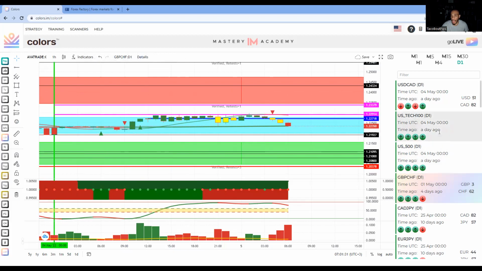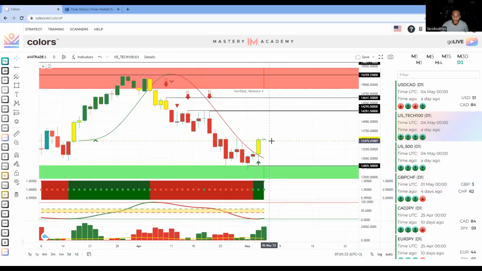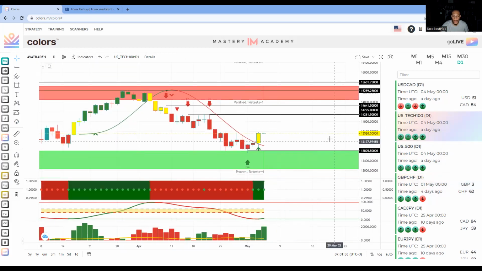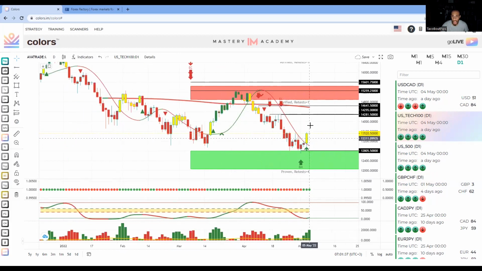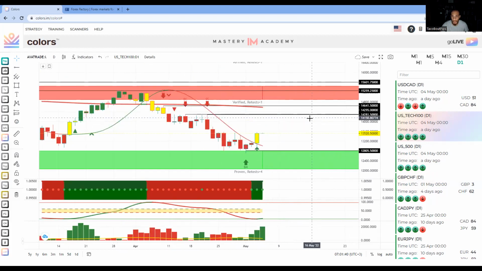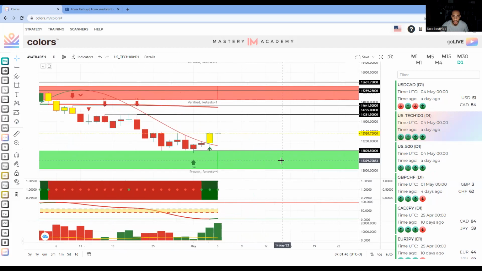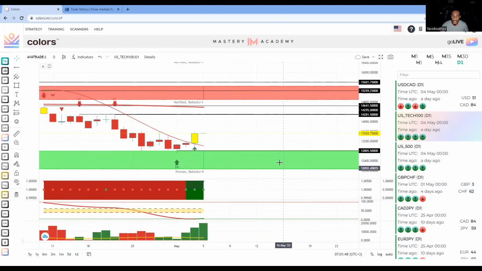So let's look for another one. Let's look at US Tech. Beautiful, beautiful. So US Tech is probably going to come back up here. It may end up pushing back up to like this 14,150 area. This is going to be a beautiful move. And it's crazy because this actually ended up stopping me out earlier today. It literally wicked my stop loss and started shooting up. I had it all set up.